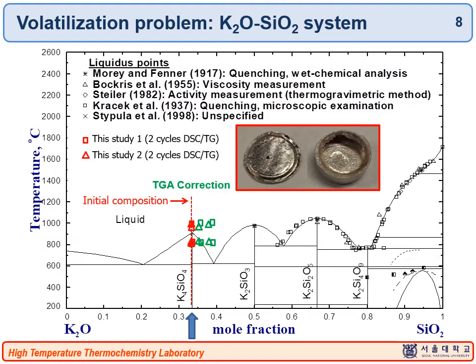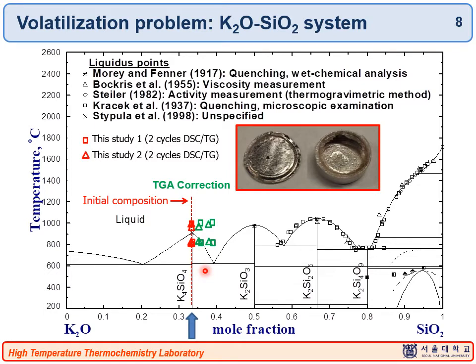This is another example of the volatilization problem. Alkali oxide also has high vapor pressure, so the phase diagram in the alkali-rich region is very scarce. We tried the DSC experiment for the K4SiO4 sample, and during the experiment, we found out the weight loss, and also found a very strange peak like this, which is not matching with the existing phase diagram.